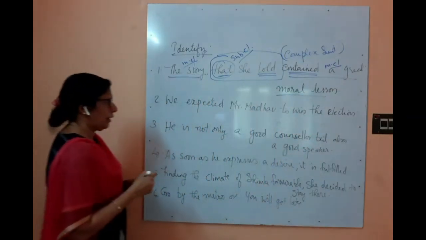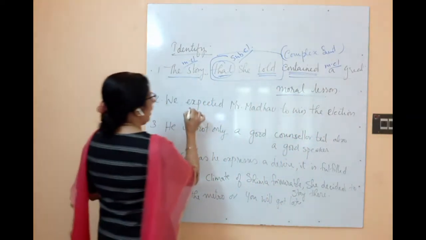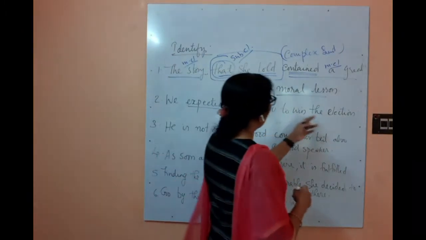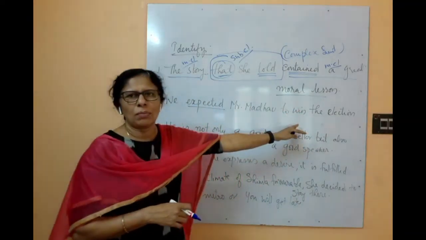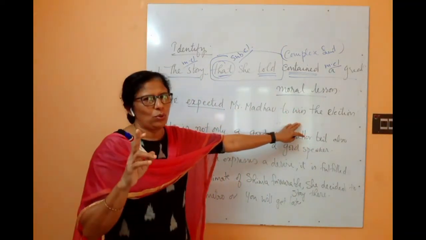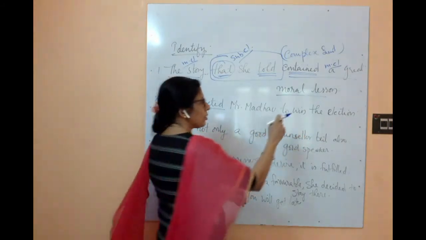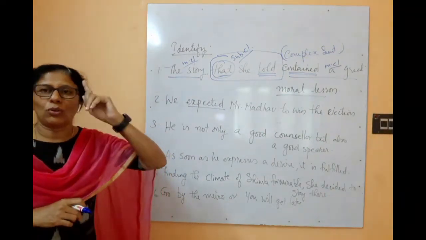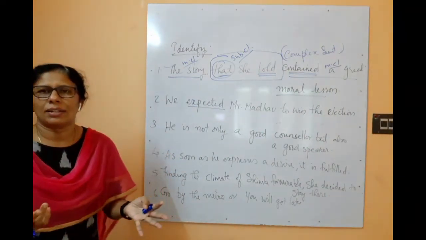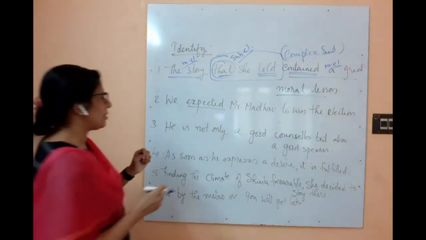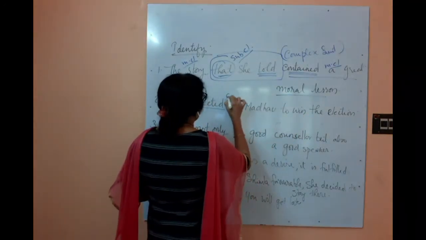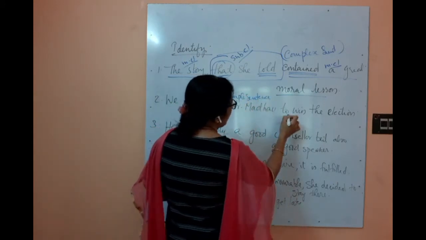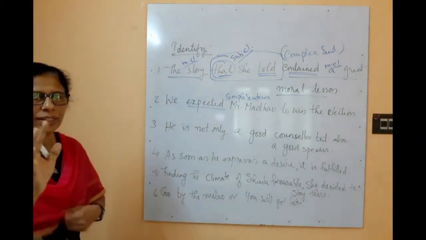Moving on to the second one: we expected Mr. Madhav to win the election. First pick out the verb: expected is a verb. Any other verb? To win, is it a verb? Is it a finite verb? No. To win, to-infinitive, so this is a non-finite verb. So we have understood that only one verb is there. If only one verb is there, what kind of sentence can it be? It will be a simple sentence. So this is a simple sentence. Understood? This one is a non-finite verb, so don't take it as a finite verb.